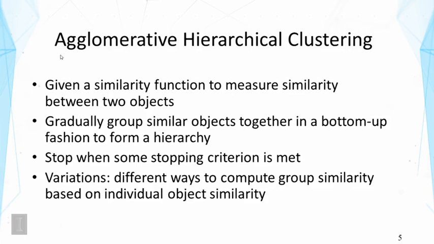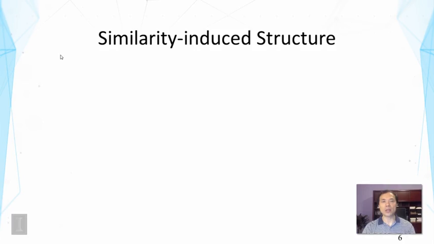In this case, we're given a similarity function, of course, to measure similarity between two objects. And then we can gradually group similar objects together in a bottom-up fashion to form larger and larger groups, and they also form a hierarchy. And then we can stop when some stopping criteria is met. It could be either some number of clusters has been achieved or the threshold for similarity has been reached. There are different variations here, and they mainly differ in the ways to compute a group similarity based on the individual object similarity.